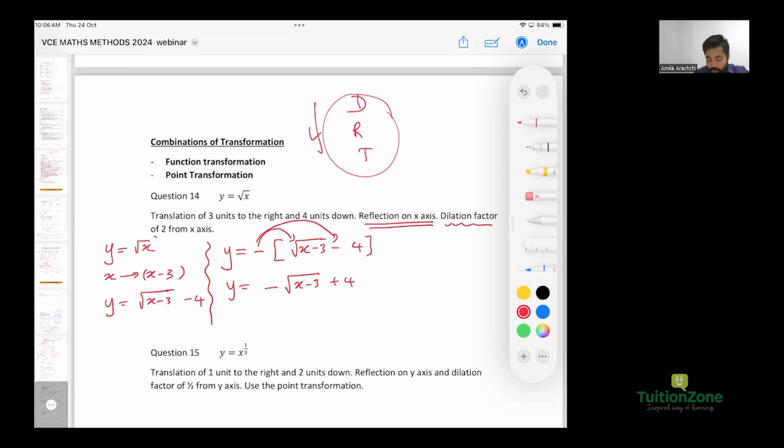Dilation factor of 2 from the x-axis. If you say x-axis, your entire equation times it by 2. Say something like this. So again, expand. So negative 2 root x minus 3 and then plus 8. So that's your final answer.